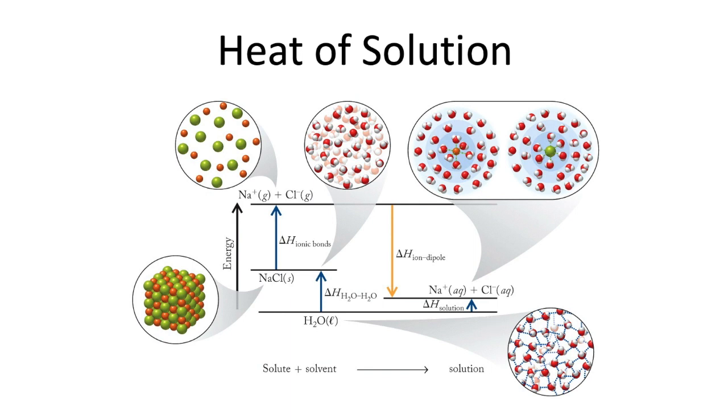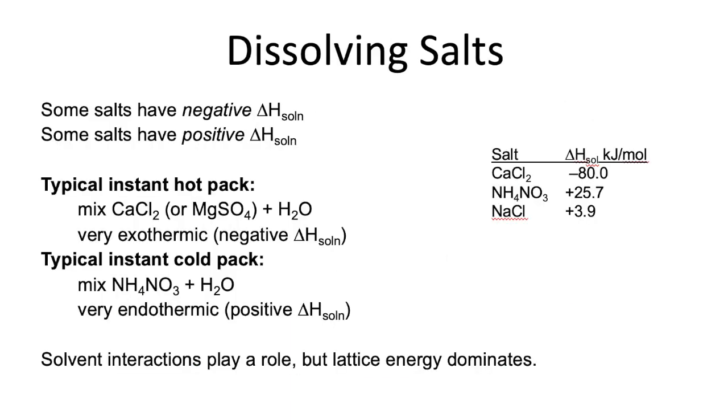This is one example, and salts can actually have a variety of different delta H of solvations or delta H of solution. For example, a typical hot pack will contain calcium chloride. This is very exothermic when it dissolves. It'll have the solid on one side and water on the other, and then you squeeze the two parts together and shake it up, and it gets very hot. And that's because calcium chloride, the delta H of solution, is very negative, negative 80 kilojoules per mole.